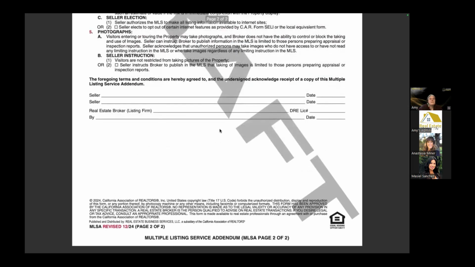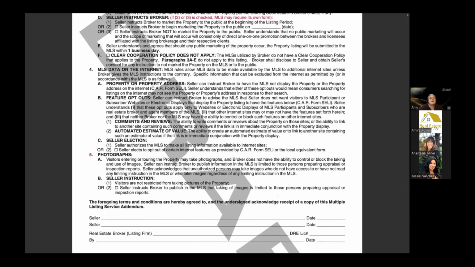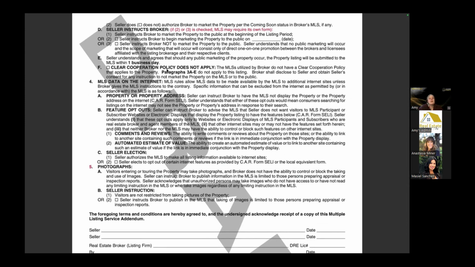3F is on the next page, which would be right here, that the clear cooperation policy does not apply. So again, if it's listed in the Berry service area, that would be Solano, Napa, Sonoma, Marin, and Mendocino counties, you could check box F right there that the clear cooperation does not apply. We can market that property to the public, even if it's not in the MLS.